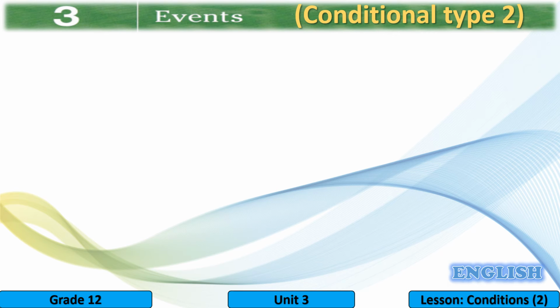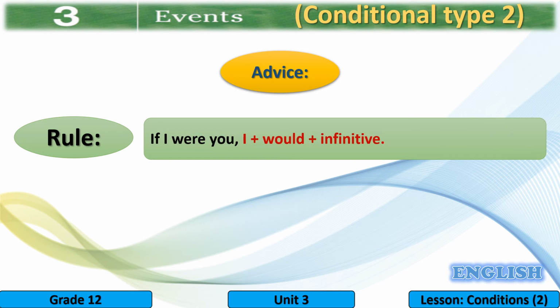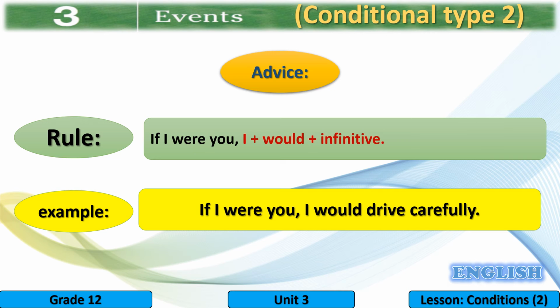We also use conditional sentences type 2 to give advice. So we use the following expression, if I were you, in the if clause. And we write the main clause by using would plus infinitive. Example, if I were you, I would drive carefully.